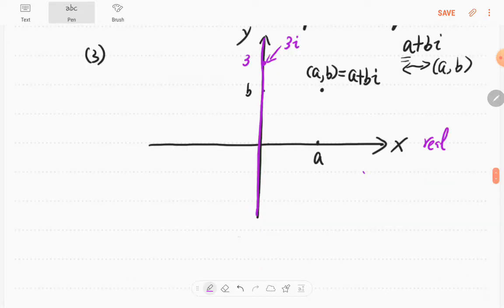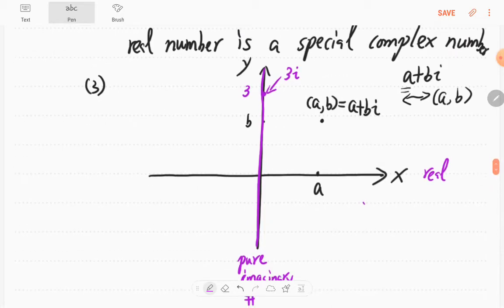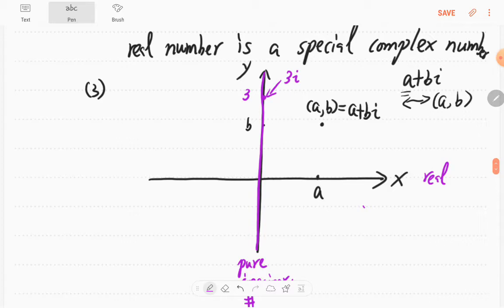And here, this is the pure imaginary number, which is also a special complex number where a equals 0 and b is not 0. And here is still 0, 0. Right, this is 0, 0, this is 0 plus 0i. So all the points in the plane correspond to a complex number.